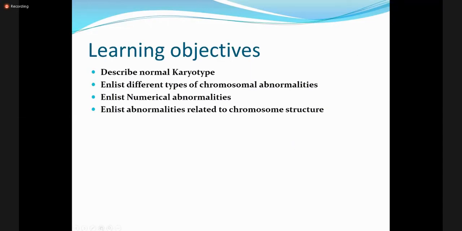First of all, the important thing that we need to learn from this topic is we expect our students to be able to describe the normal karyotype and the different types of chromosomal abnormalities. At least you should know the names and have a broader idea of what they are: at least numerical abnormalities and abnormalities related to the chromosome structure.